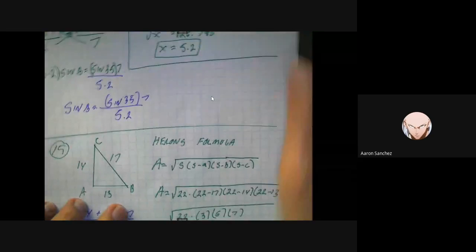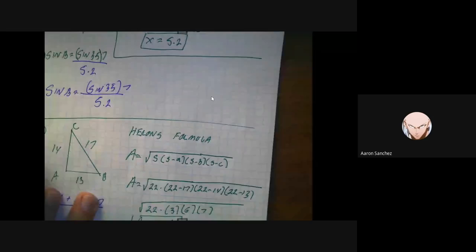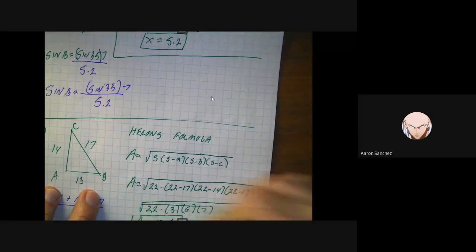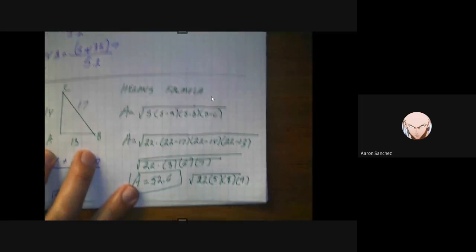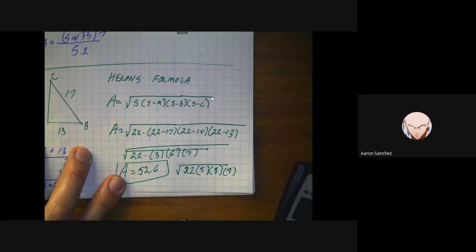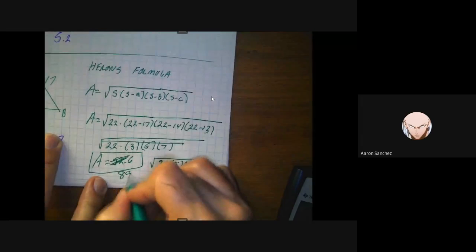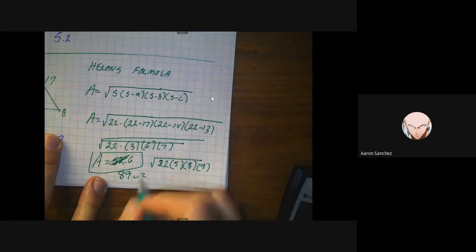Oh, it's 22, not 20. So this would change. 22 minus 17 is 5. 22 minus 14 is 8, right? And 22 minus 13 is 9. Now let's try that: 22 times 5 times 8 times 9. 88.9. That's what the answer says. So 88, or like 89. You guys see? The area is equal to 89 square units. Sorry, I didn't subtract right.